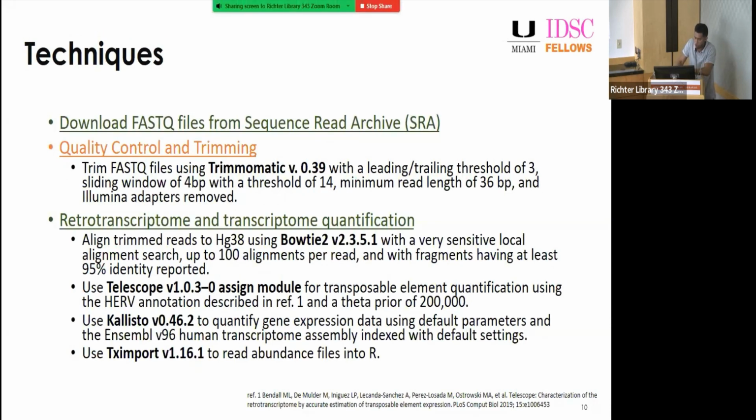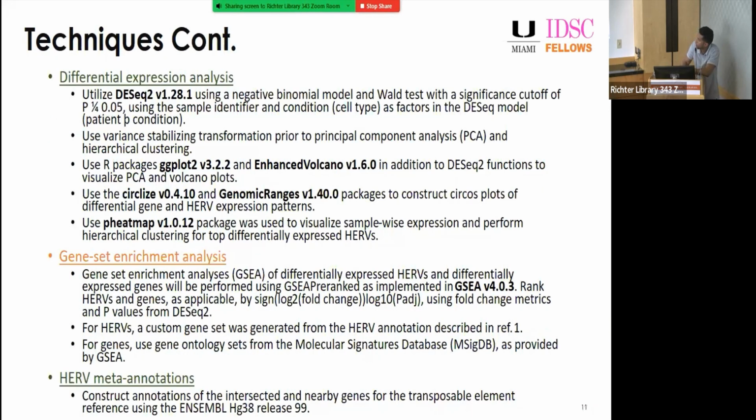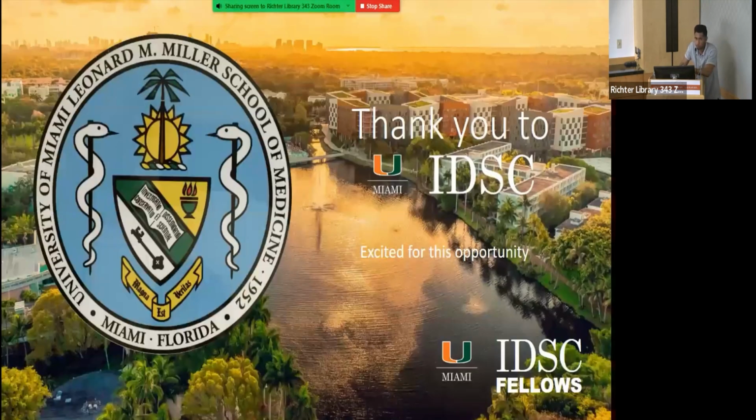And for the sake of time, I won't go through all my methods, but basically, this is just a general workflow of the techniques that I hope to use for this project. I'll be downloading the FASTQ files first, doing some quality control, using the algorithms that I've described previously to quantify transposable elements. And then I'll be using R to do most of the clustering and visualization for this project. Thank you.